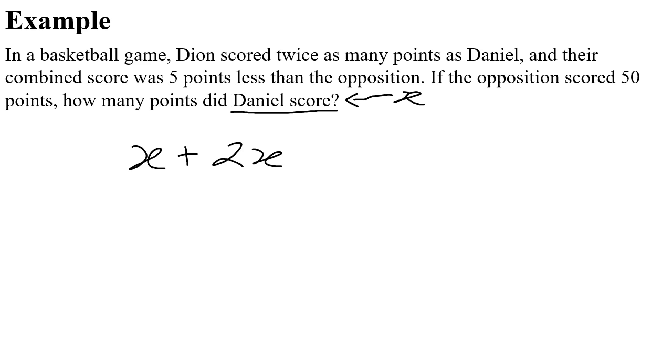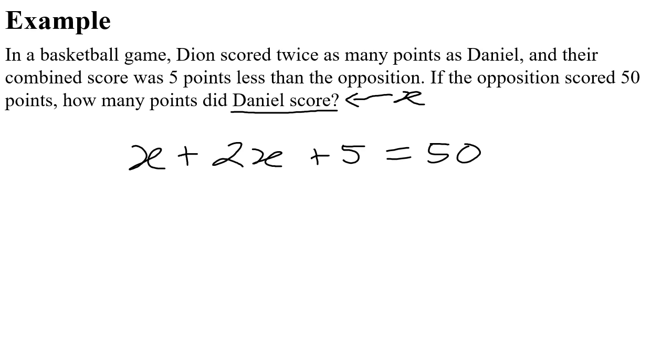If their combined score is 5 points less than the opposition, then they need an extra 5 points to make it up to the opposition's score, and the opposition's score was 50. So I get x plus 2x plus 5 equals 50. Translated into the information in our question, that means Daniel's score plus Dion's score plus another 5 would equal what the opposition scored. So step 1, assign a variable. Step 2, write the equation.